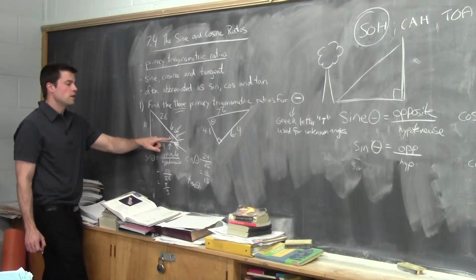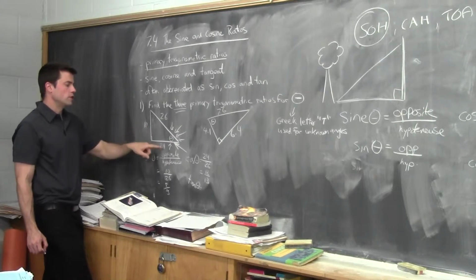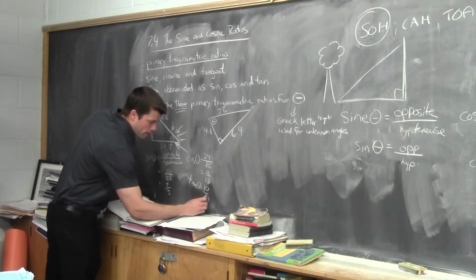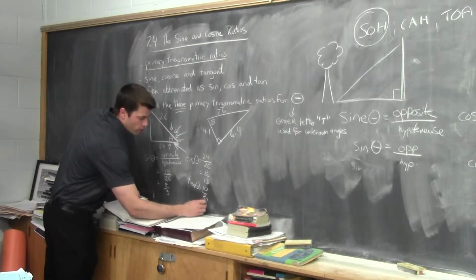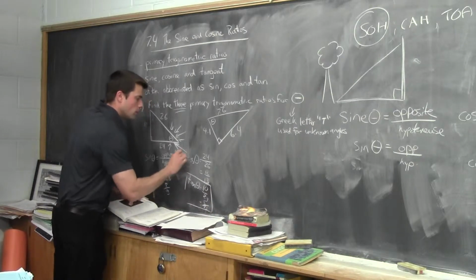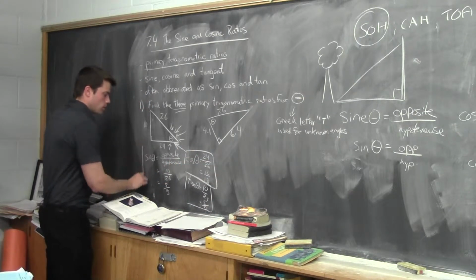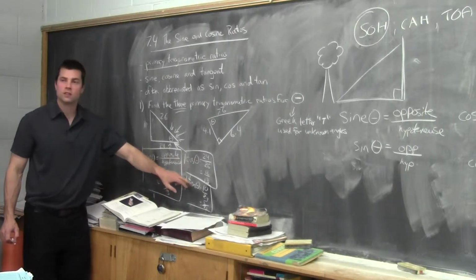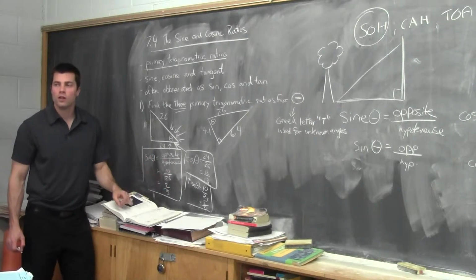And finally, tan theta is going to be opposite over adjacent, so 10 over 24, which is 5 over 12. How could I find out what this angle is then? Can anyone tell me?